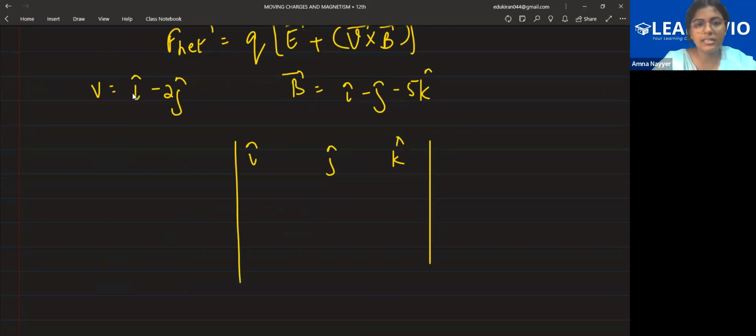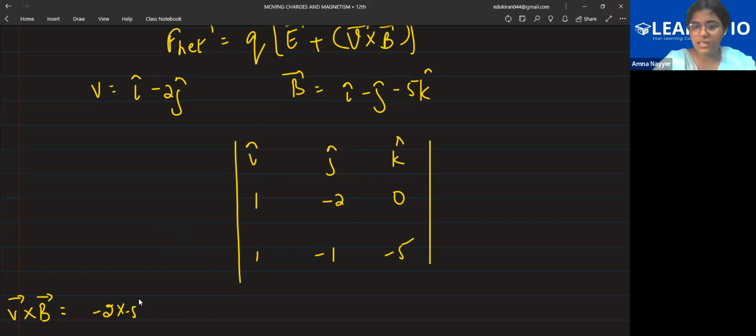Now we'll use this for velocity. So this is 1, this is minus 2, no k cap, so 0. For the B vector, this will be 1, j cap is minus 1, k cap is minus 5. So V cross B means first i cap. Cut these two, just focus on these 4. Vertically downwards means minus 2 into minus 5 minus minus 1 into 0. This much of i cap, right?